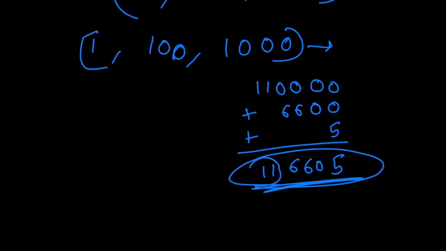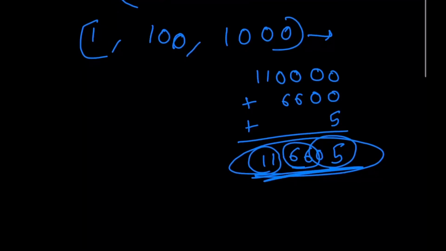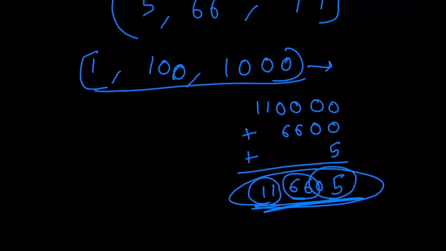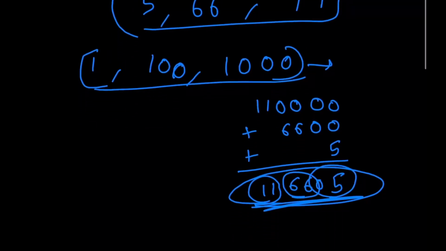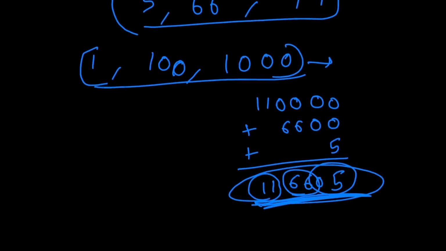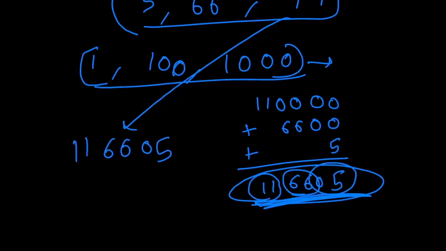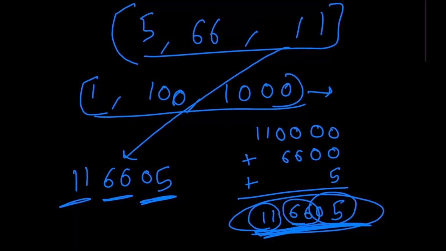We can see 11, 66, and 5. Now what I did over here is I chose such coefficients a, b, c such that the three numbers 5, 66, 11 came in the total sum as they are. Like 11 came as it is, and then 66 came as it is, and then we got 0, 5. And from 0, 5, we could read off 5, right? So we can see the three values x, y, and z directly.